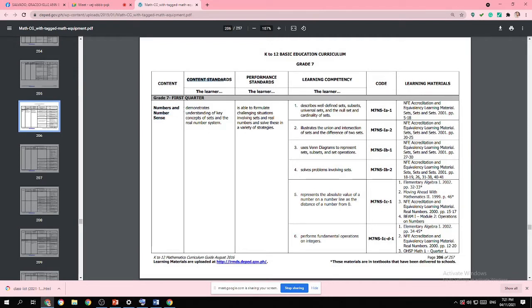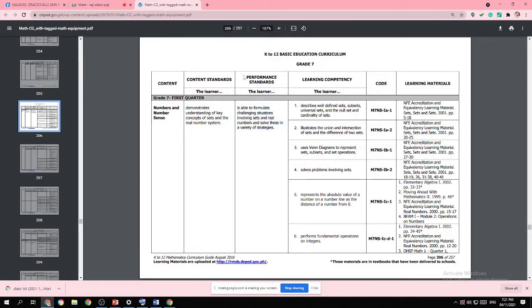The content standard, for example, the chapter or unit about sets and the real number system, is one unit because these two units are taught during the first quarter. So this is the content standard, and this is the performance standard. By the end of the grading period, the students will be able to formulate challenging situations involving sets and real numbers. So our performance task, when you teach, is based on the performance standards.